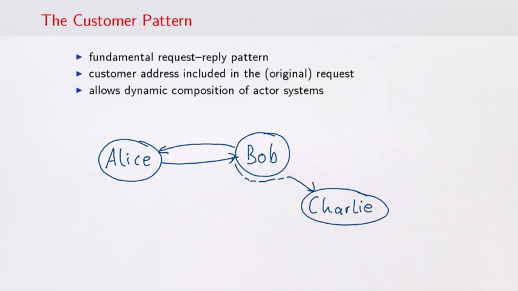And forwarding means that the sender reference stays the same. So the sender of that message here will not be Bob. It will be Alice. And then the reply from Charlie goes directly back to Alice. This means that simply putting the sender reference in the message and letting it travel with it allows dynamic composition of actors. Bob can decide dynamically whom shall handle the request, and then the reply will go back to the one requesting it.